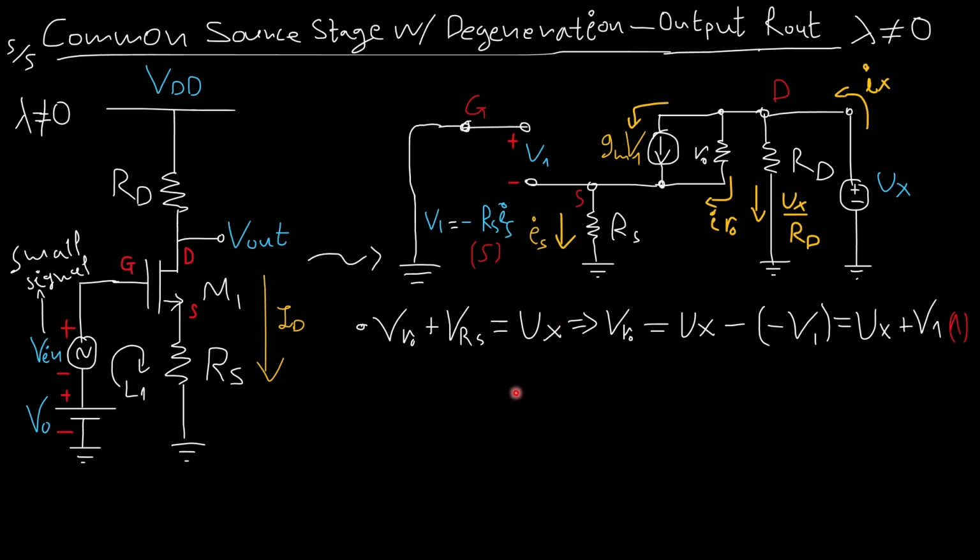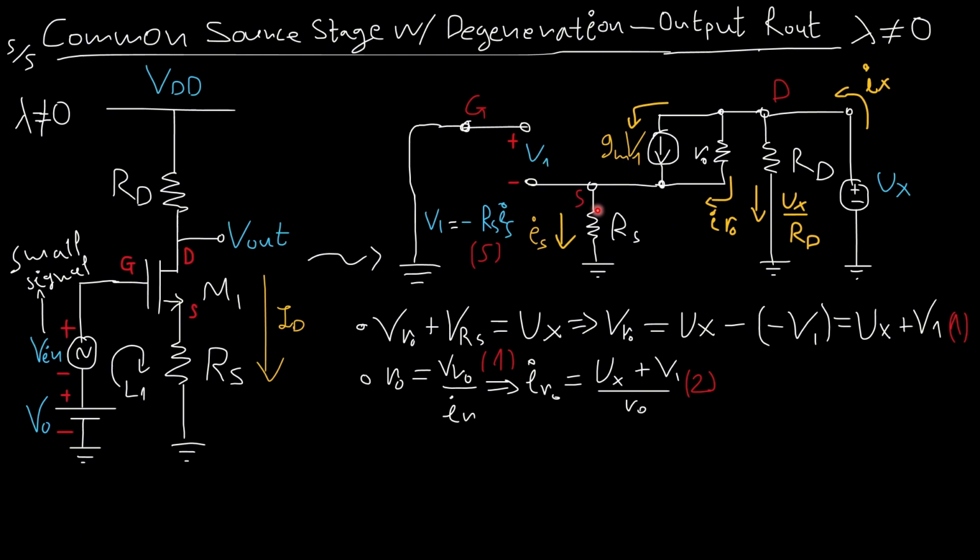Now I can say that the voltage drop from here to here plus the voltage drop from here to here must be equal to the voltage here, Vx, because Vx is applied to this node, and the negative terminal is all the way to here, the same ground. Now I can solve with respect to VRO. What is VRS? We explained it before. VRS is minus V1. Therefore, VRO is Vx plus V1.